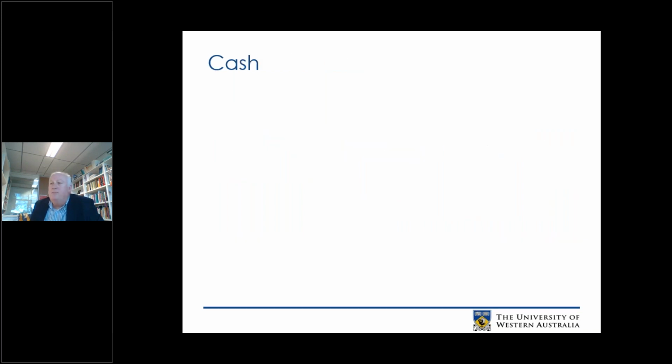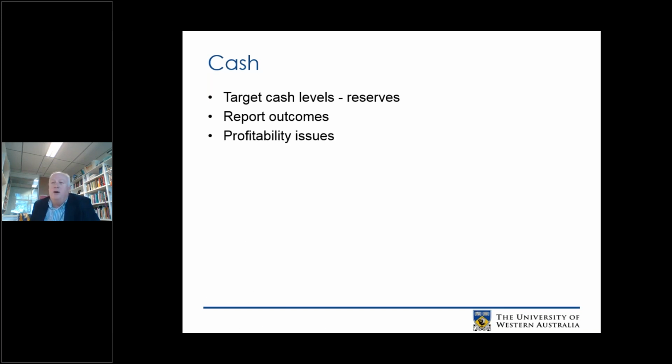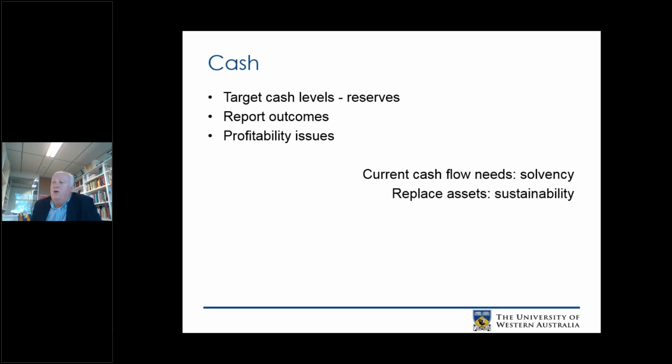So in that regard, it's important for directors and others to consider the planning of the balance sheet in the context of developing target cash levels or reserves. It's also important to ensure that in relation to those reserves and cash levels, the board receives reports on the outcomes that are actually achieved. It's also important, as I said before, to maintain profitability, to be able to build those reserves, and also to ensure that your current cash flow needs are understood so that you can maintain solvency, while also ensuring that you have sustainability capacity for ultimately replacing assets.